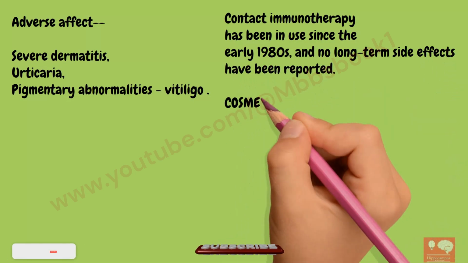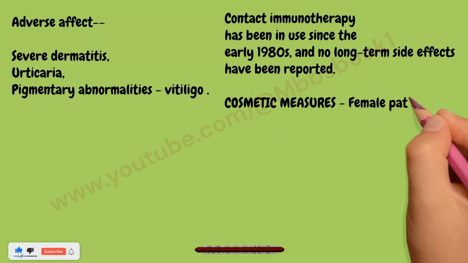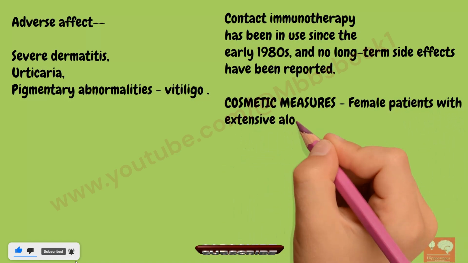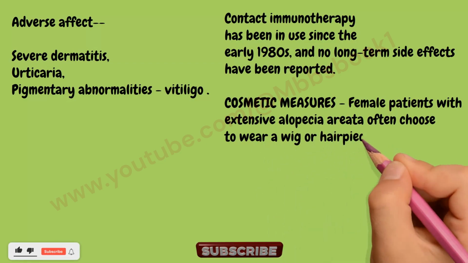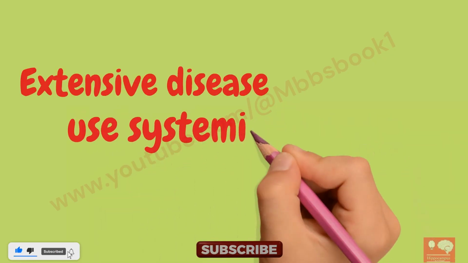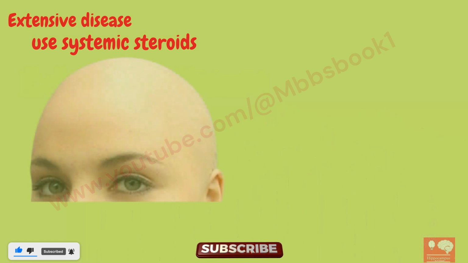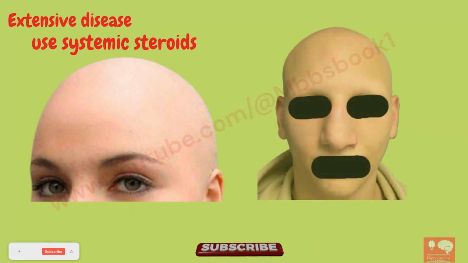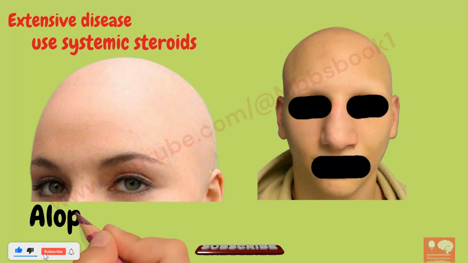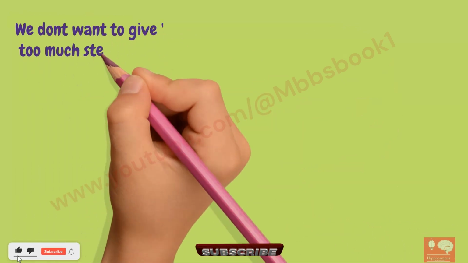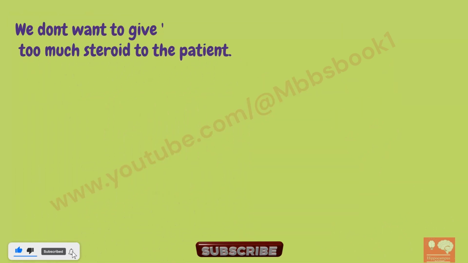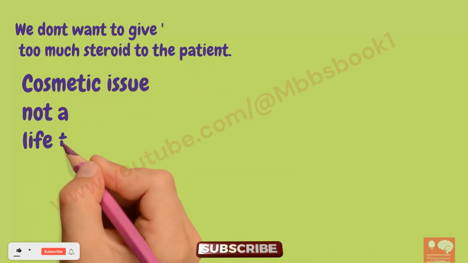Now, cosmetic measures. Female patients with extensive alopecia areata who are unable to be treated often choose to wear a wig or hairpiece. Extensive disease, we have to use systemic steroids. But look, this is just a treatment. But actually, we don't want to treat alopecia totalis and universalis with systemic steroids. See, the issue is we don't want to give too much steroid to the patient, as for the majority of patients alopecia areata is a cosmetic issue, not a life-threatening issue.